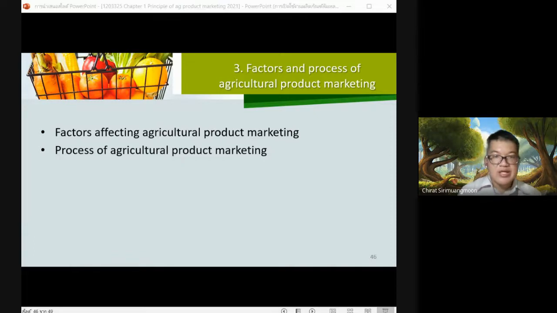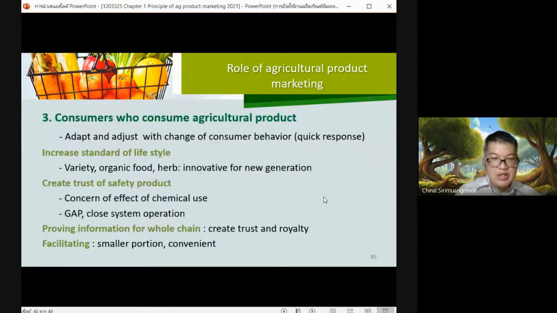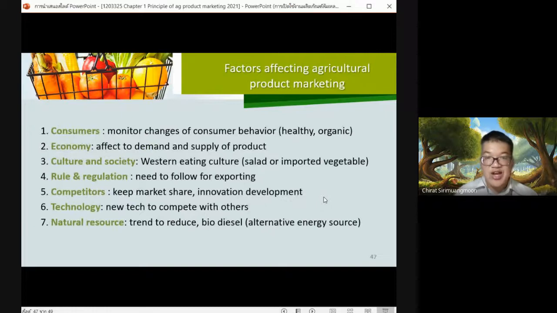Okay, so for the last key topics that I would like to teach you for this lecture is factors and process of agricultural products marketing. So we will have factors affecting agricultural products marketing and process of agricultural products marketing. Sorry. So what are the factors that affect agricultural products marketing?